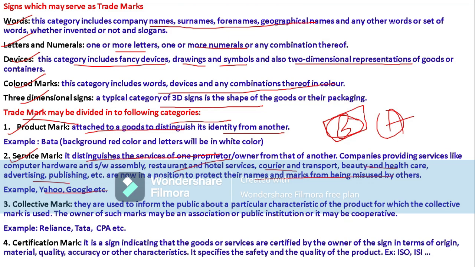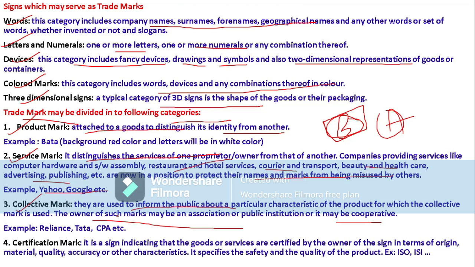Likewise, collective mark. What does collective mark mean? They are used to inform the public about a particular characteristic of the product, for which the collective mark is used. The owner of such marks may be an association or public institution, or it may be a cooperative. It is not limited to one product or one service. It is an association.